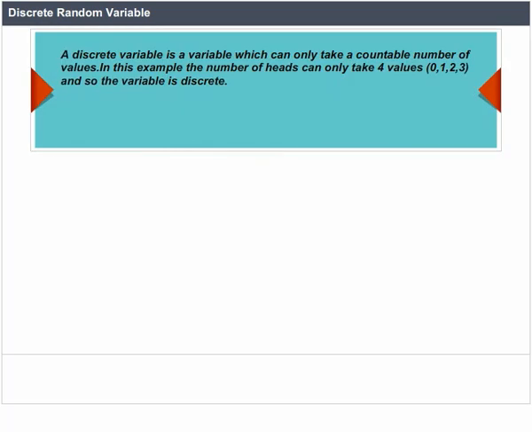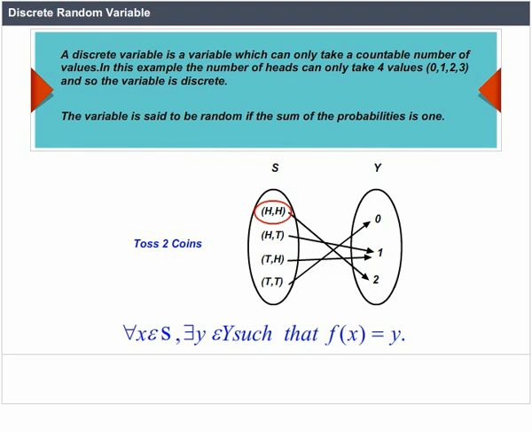A discrete variable is a variable which can only take a countable number of values. In this example, the number of heads can only take 4 values: 0, 1, 2, 3, and so the variable is discrete. The variable is said to be random if the sum of the probabilities is 1. For every x belongs to S, there exists y belongs to Y such that f of x equal to y.